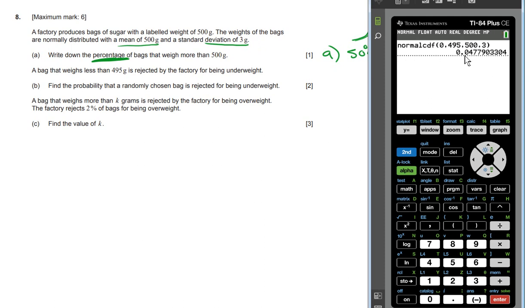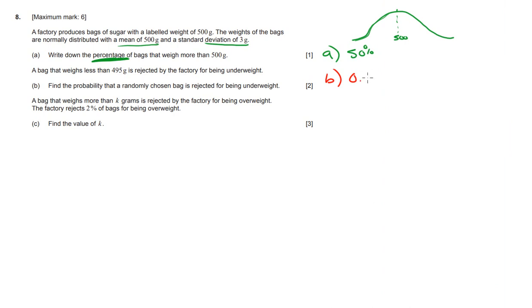So find the probability a randomly chosen bag is rejected for being underweight, 0.04779. I'm going to write 0.0478 to 3 significant figures, not to 3 decimal places, but to 3 significant figures. And it does actually accept a percentage as well in here, but I'm going to stick with the decimal, 0.0478. So for B, we get 0.0478 is the probability the randomly chosen bag is rejected for being underweight.